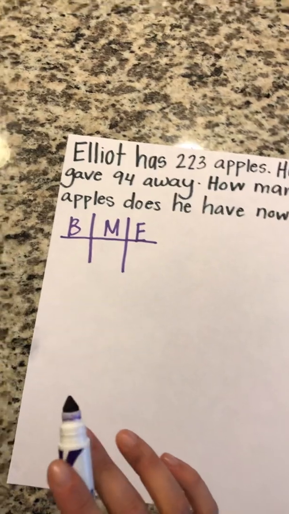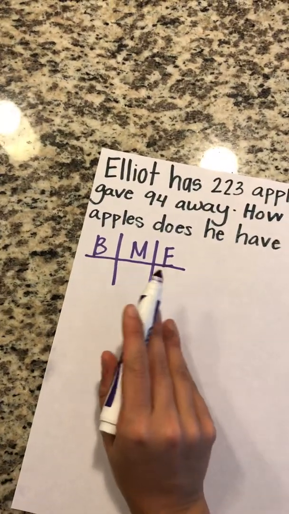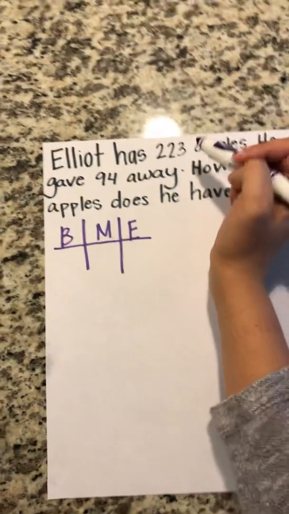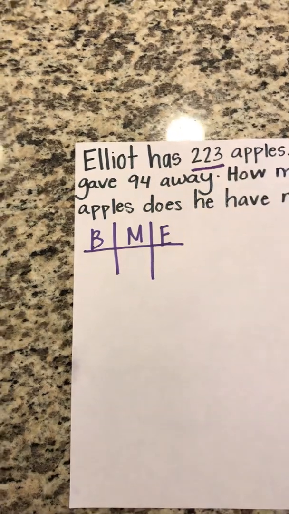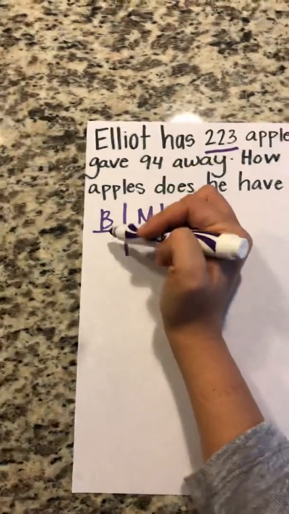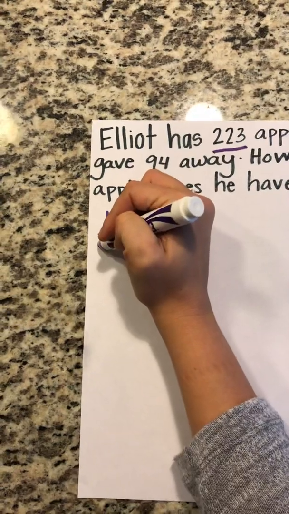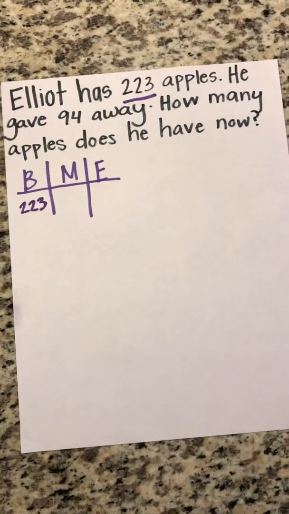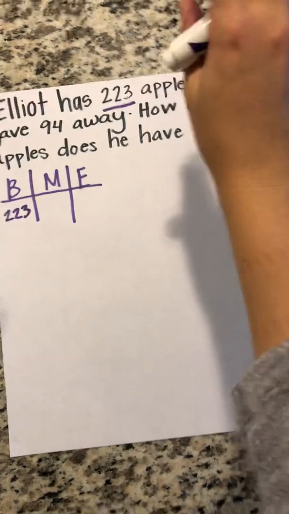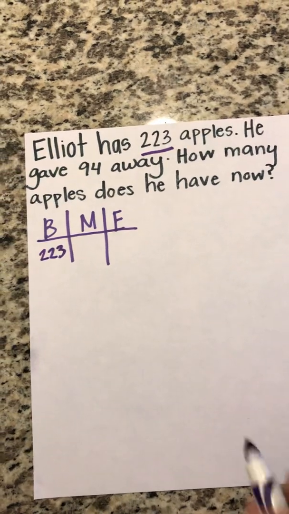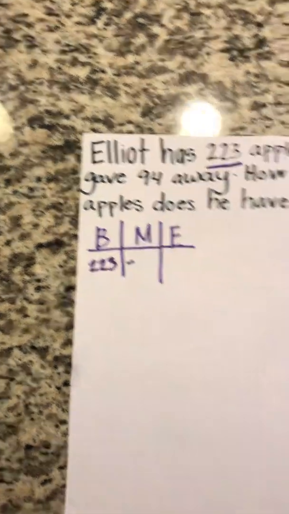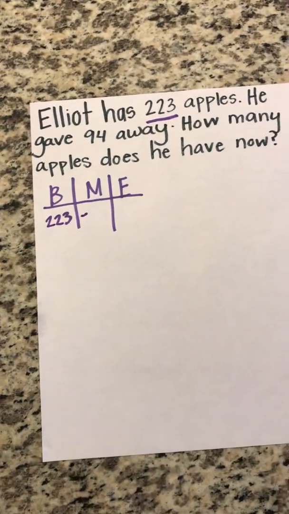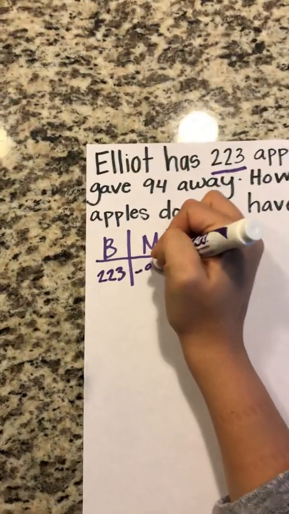And I'm gonna go ahead and start with what we call a beginning, middle, and end chart, just to organize my thoughts here. So if Elliot has 223 apples, that's what he has to start with. That's the beginning of my word problem. So I'm just gonna go ahead and write 223 in that box, okay? He then gave away 94. Okay, so I have an action happening there, and it's gonna be subtraction because he gave them away. He's not getting more. Gave away would mean we're subtracting, and he gave away 94.